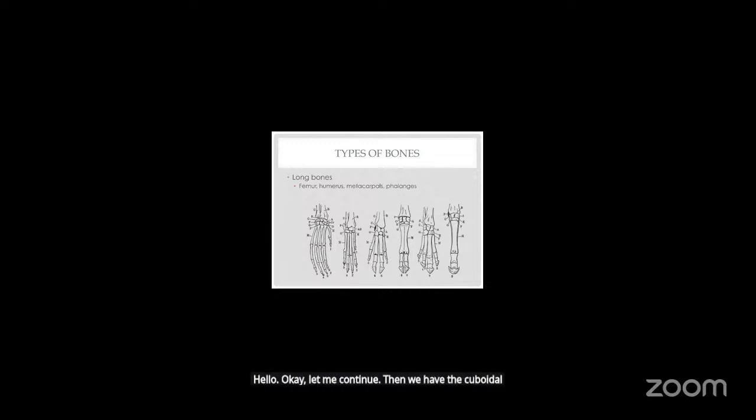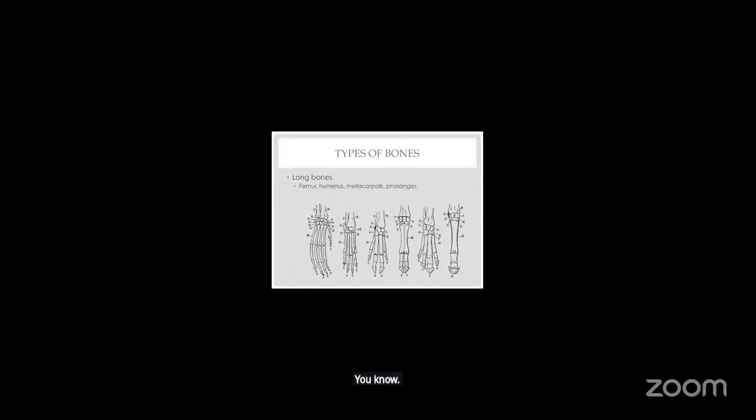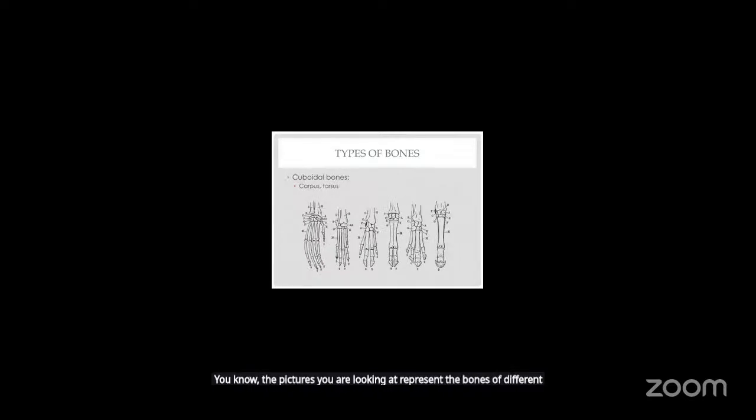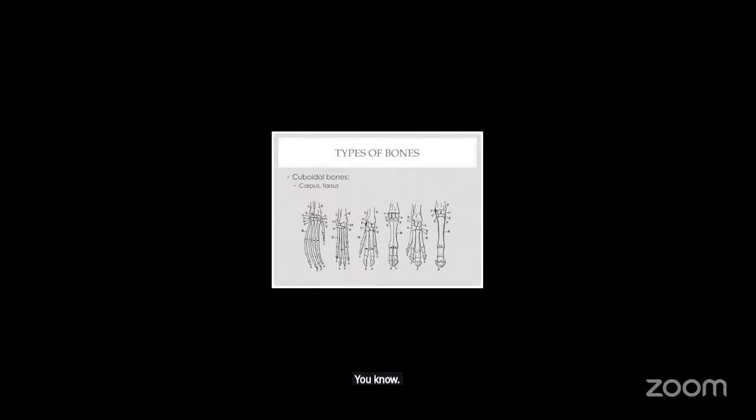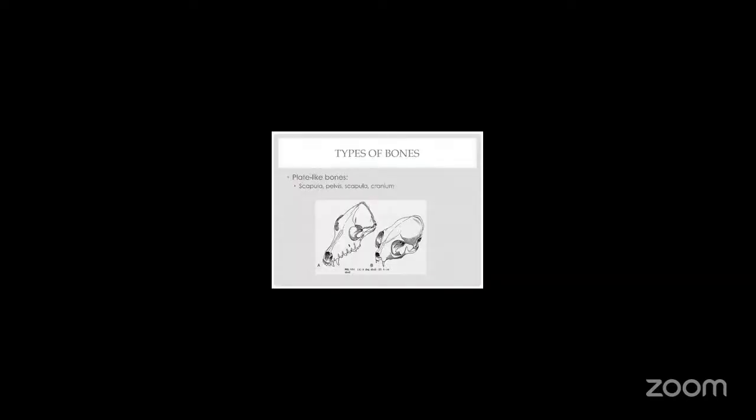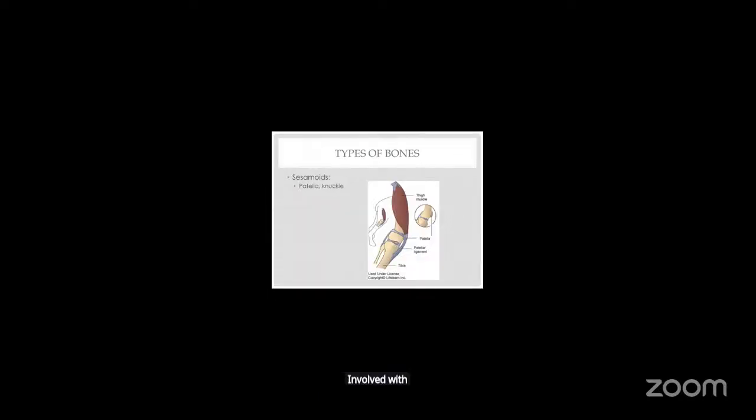We have the cuboidal bones like the carpals and the tarsals. The pictures you are looking at represent the bones of different types of mammals. And then we have the plate-like bones, which include the scapula and the pelvis. These ones are somewhat flat. Then we have the sesamoid bones, which include the patella.